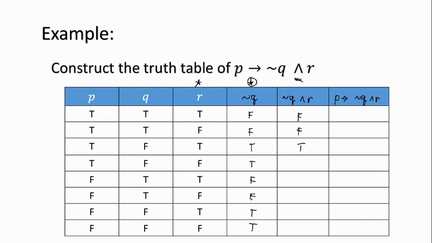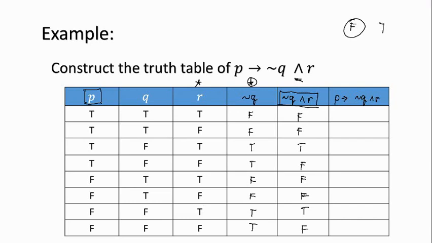There's a false, false, false. So all the next three statements are false, and then both are true here, so that's a true. And then there's a false here. This is false. And finally, we can now construct the if P, then not Q and R. So we will perform the conditional operation on this column going to this column.